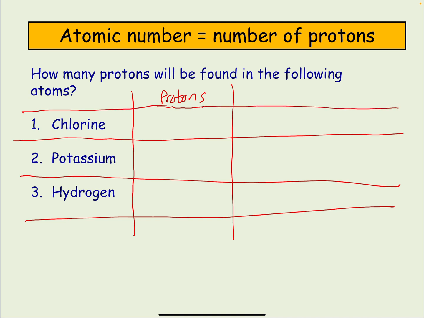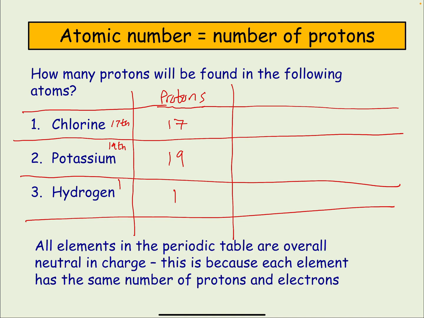Right, chlorine is the 17th element in the periodic table, therefore it has 17 protons. Potassium is the 19th element in the periodic table, therefore it has 19. Hydrogen is the very first element in the periodic table, therefore it has 1 proton. Now remember, protons are positively charged.